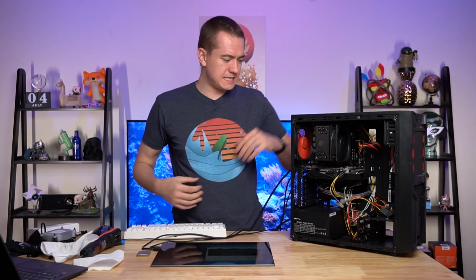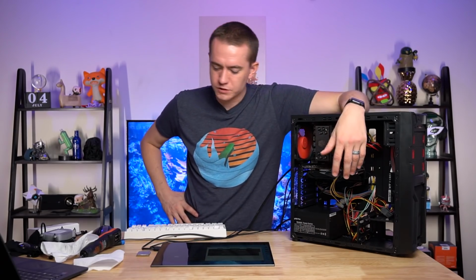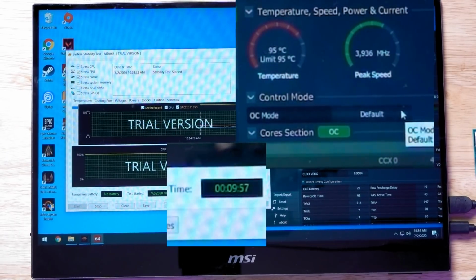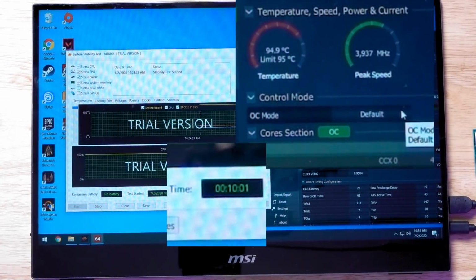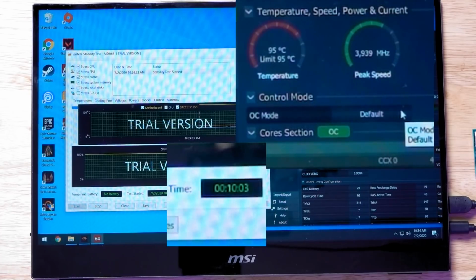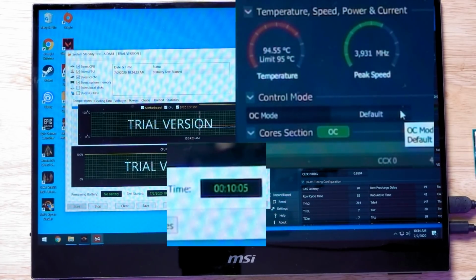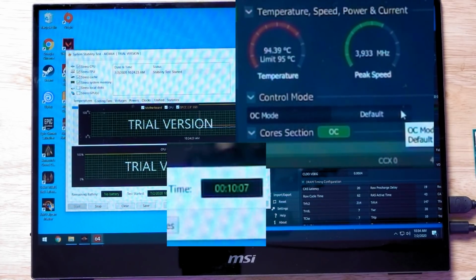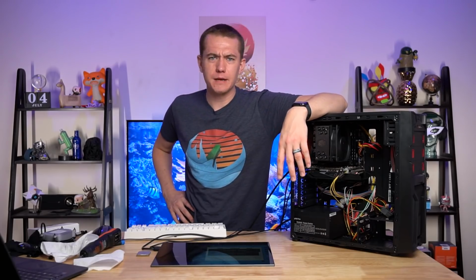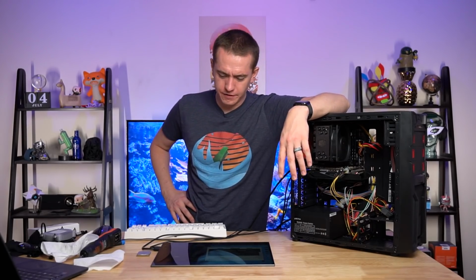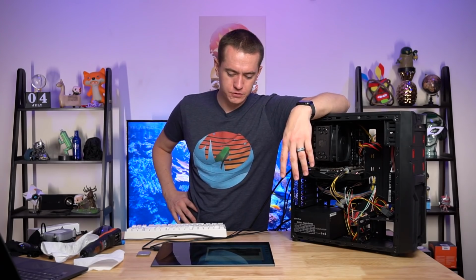Okay, as we hit the 10 minute mark on this stress test, we're still at 95 degrees, which is technically the peak that this CPU should be at, but the clocks have dropped by 10 megahertz. We are currently at 3.94 gigahertz instead of 3.95, which doesn't seem to be a performance loss whatsoever, even though the thermal temperatures are quite high.